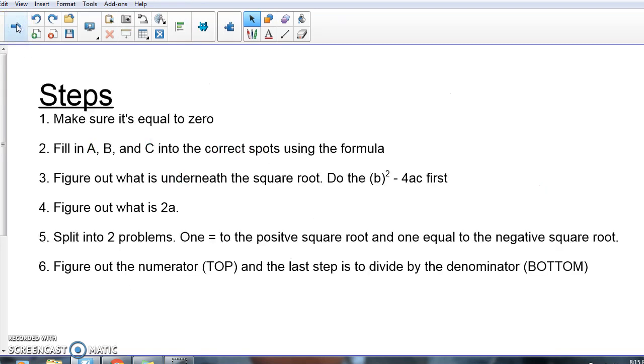So here I have the steps for you in terms of everything that I just talked about. And it's got to be equal to 0 first, just like when we were factoring. Then you fill out your a, b, and c values into the correct spots. Then you figure out what's underneath the square root by doing b squared minus 4 times a times c. Then I figure out what is 2 times a. Then I'm going to split the problem into 2, make 1 equal to the positive square root and 1 equal to the negative square root. I'm going to figure out the numerator, which is the top, and the last thing I'm going to do is divide by the denominator. So let's look at one more really quickly.